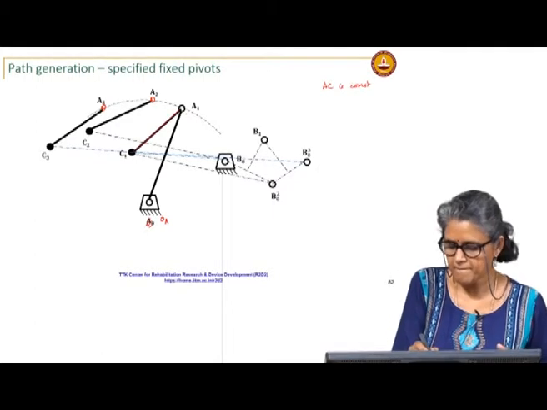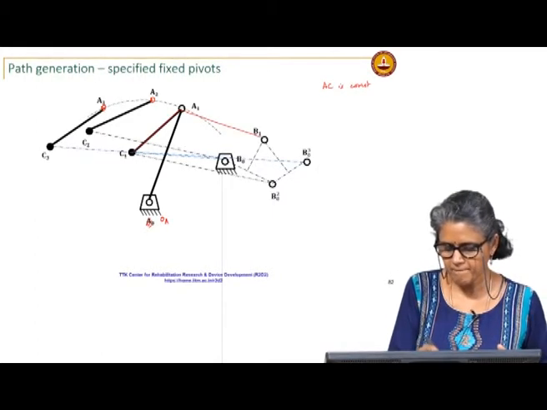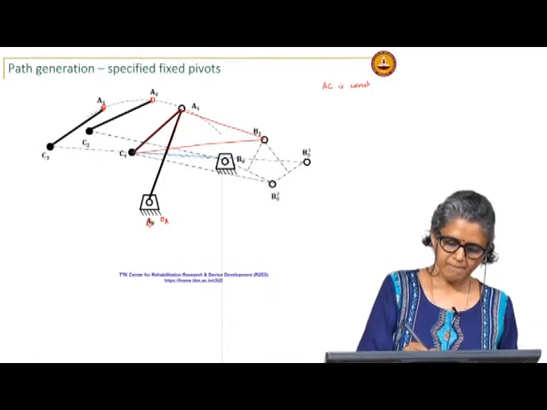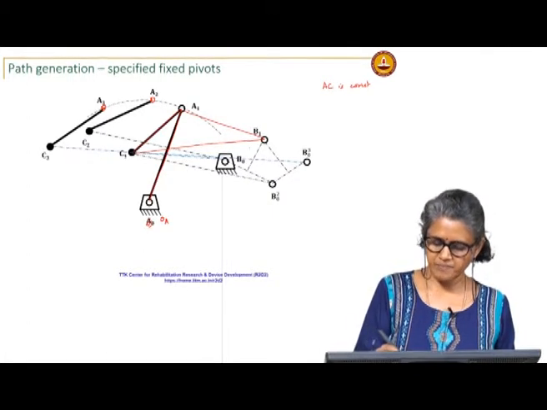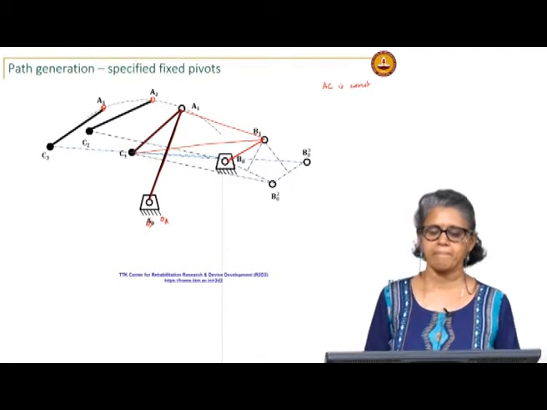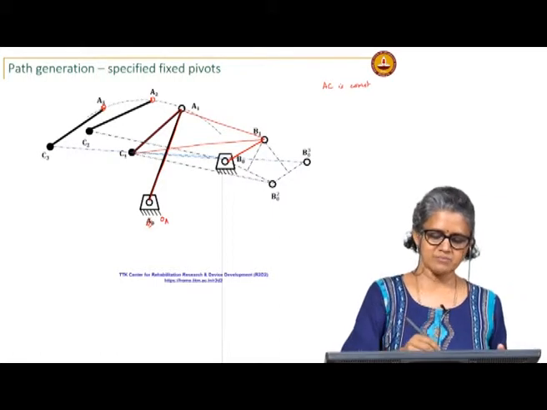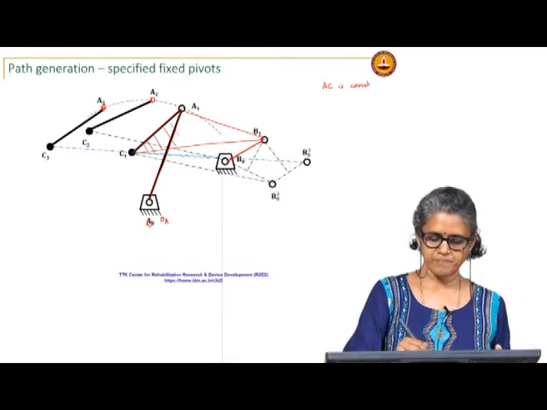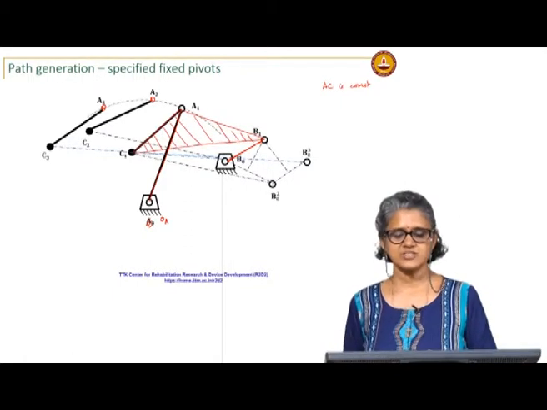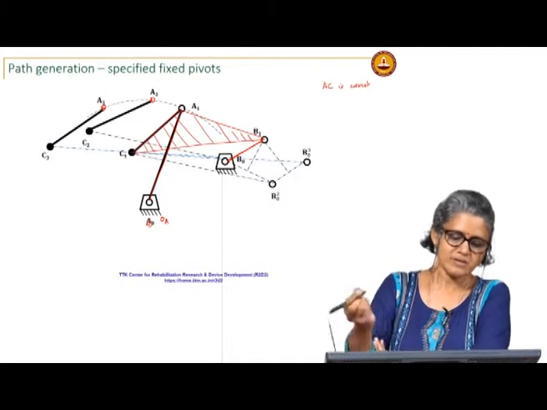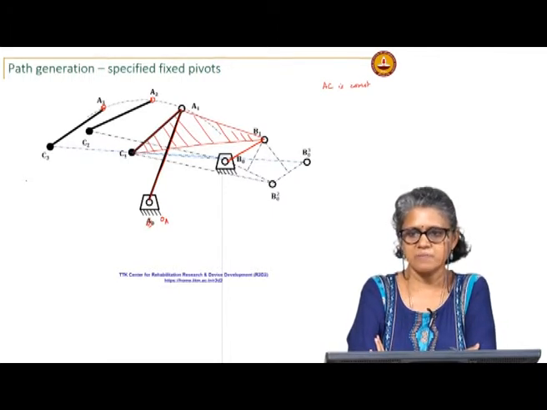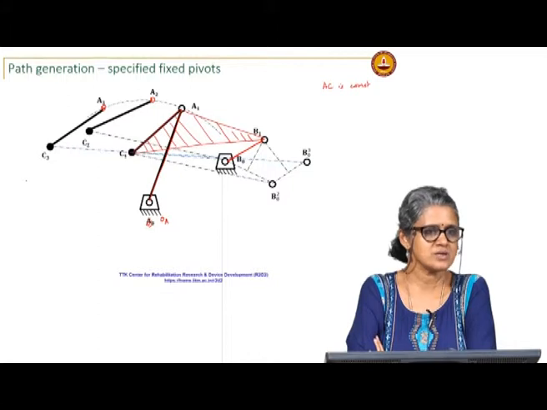So, my linkage is pivoted at A1 and B1. Okay, and this is my coupler. A1, B1, C1 is my coupler. And if I have this linkage, then it will move through C2 and C3 as well. So, the path generation problem essentially reduces to the motion generation.